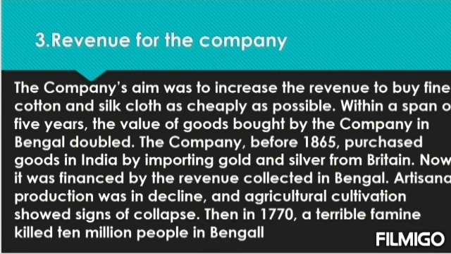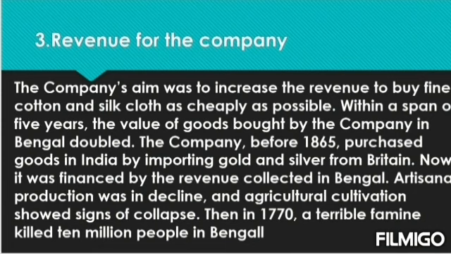The next topic is revenue for the company, or how did the company get the revenue. The company's aim was to increase the revenue to buy fine cotton and silk cloth as cheaply as possible. So what was the main aim of the company? To increase the revenue to buy fine cotton and silk cloth cheaply.